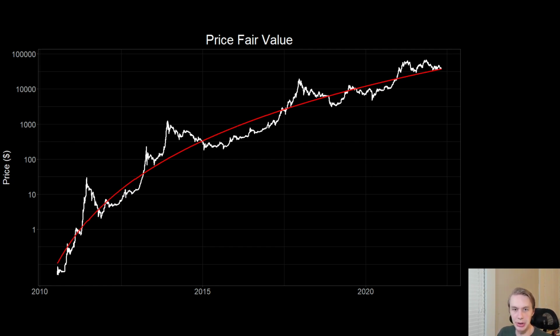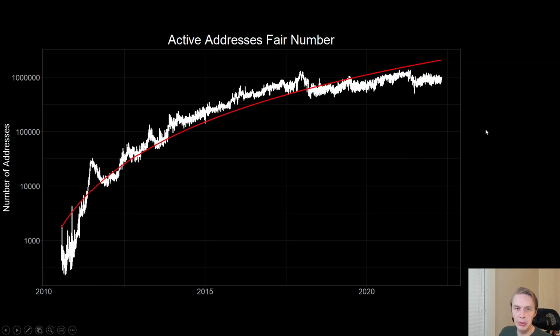So what I'm showing you here is just what other people have talked about a million times, fitting this logarithmic regression curve across Bitcoin's price history. That's your fair value line. But let's look at the number of active addresses and come up with what I'm calling here a fair number, quote unquote, or a fair number of active addresses on the network.